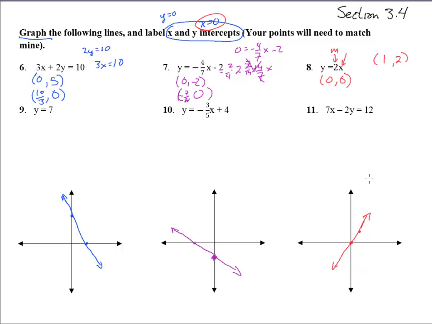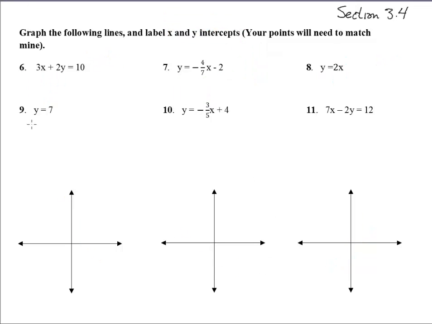There we go. And this only goes through the first and the fourth quadrant. Kind of an interesting line there. Good. Number 9, y equals 7.